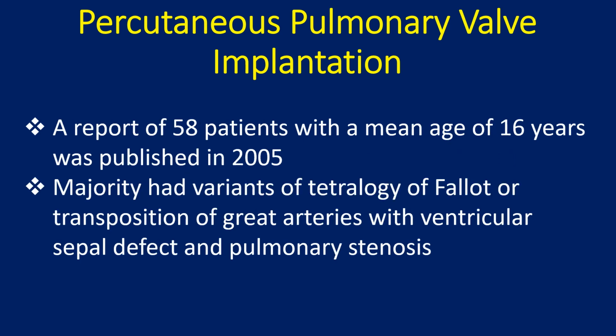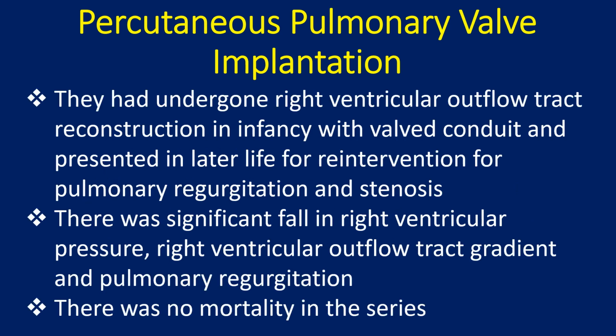A report of 58 patients with a mean age of 16 years was published in 2005. The majority had variants of tetralogy of Fallot or transposition of great arteries with ventricular septal defect and pulmonary stenosis. They had undergone right ventricular outflow tract reconstruction in infancy with valve conduit and presented in later life for re-intervention for pulmonary regurgitation and stenosis. There was a significant fall in right ventricular pressure, right ventricular outflow tract gradient, and pulmonary regurgitation. There was no mortality in the series.